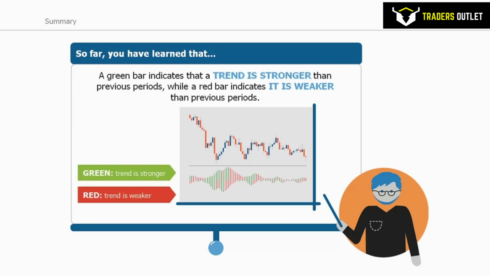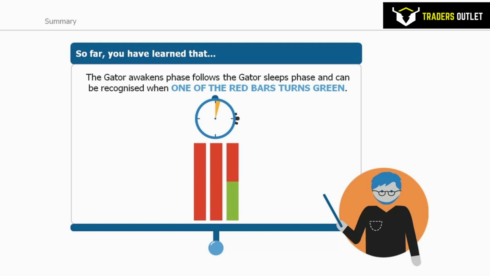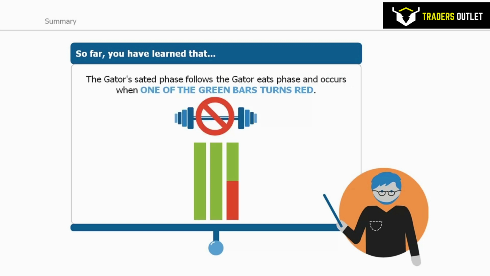A green bar indicates that a trend is stronger than previous periods, while a red bar indicates it is weaker than previous periods. During the Gator sleeps phase, both bars are red. The Gator awakens phase follows the Gator sleeps phase and can be recognized when one of the red bars turns green. During the Gator eats phase, both bars turn green again. The Gator sated phase follows the Gator eats phase and occurs when one of the green bars turns red.